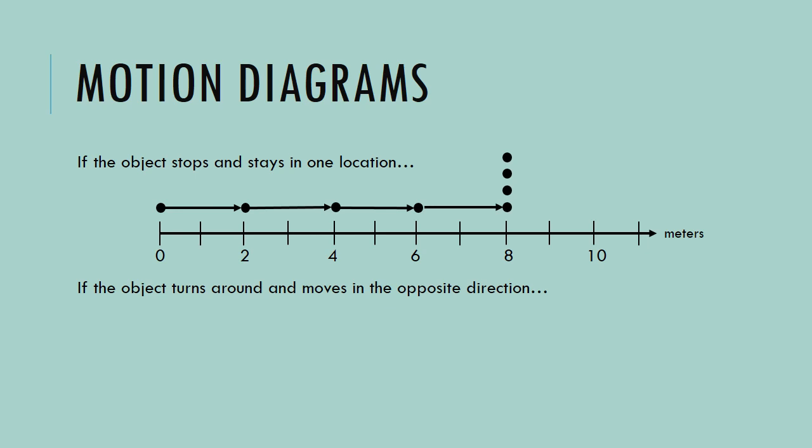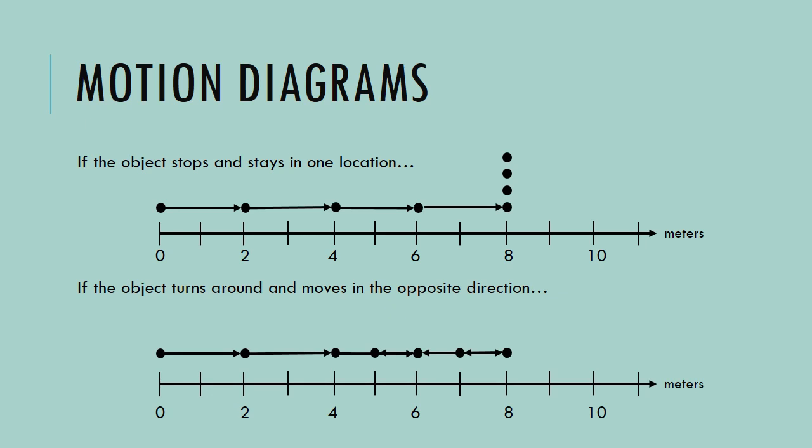Now we can also use a motion diagram when an object turns around and moves in the opposite direction, as opposed to what the previous video said. This is actually possible. It's just not quite as simple as the diagrams we've already learned about. Let's look at the reason that's not quite as simple. Let's say we have that same object that's going from 0 to 8 meters at a rate of 2 meters per second for 4 seconds. So we start off with our same 5 dots and 4 arrows that we had at the beginning.